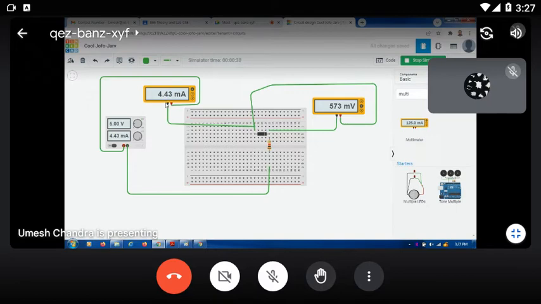That means this is a silicon diode. The silicon diode voltage is maximum 0.7 volt. This is a silicon diode.